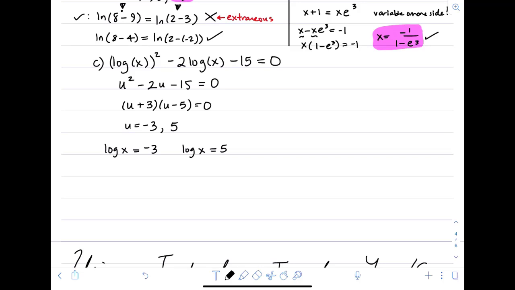So which equation has a logical solution? Can a log be equal to a negative number? Yes, it can be equal to a negative number. You can't plug a negative number into a log.